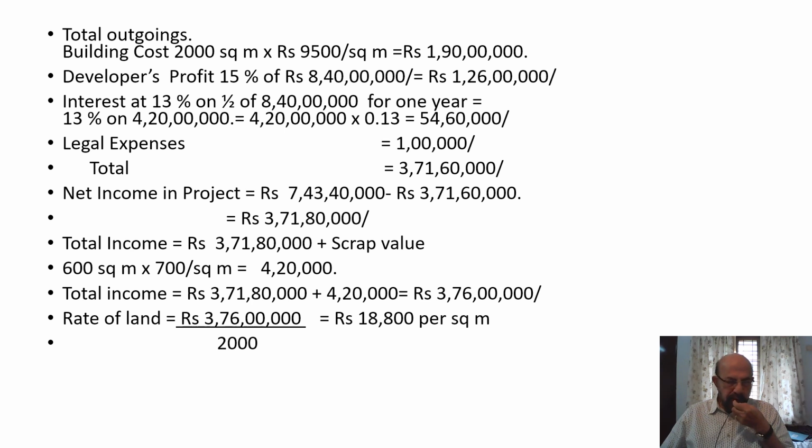As already given in the question, the scrap value is 600 square meter into the scrap value rate of 700 per square meter, which is equal to 4,20,000. So total income is equal to rupees 3 crores 71 lakhs 80,000 plus 4,20,000, which is equal to 3 crores 76 lakhs. So rate of land is equal to rupees 3 crores 76 lakh divided by 2000, which is equal to rupees 18 lakhs 800 per square meter.